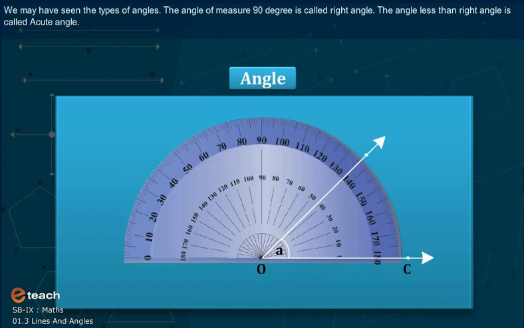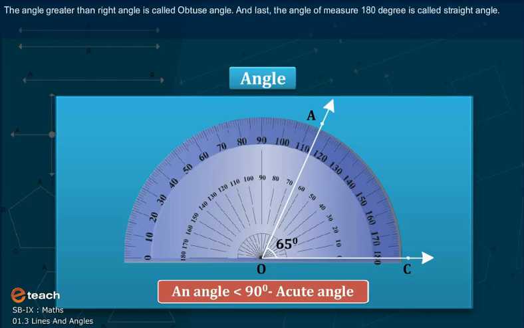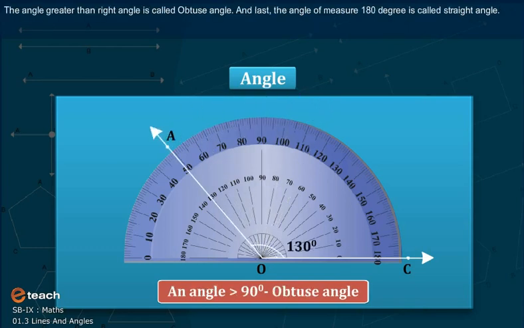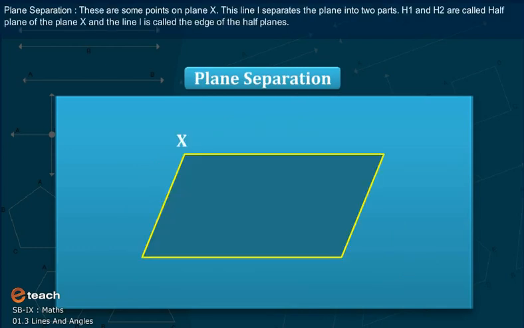We may have seen the types of angles. The angle of measure 90 degrees is called a right angle. The angle less than a right angle is called an acute angle. The angle greater than a right angle is called an obtuse angle. At last, the angle of measure 180 degrees is called a straight angle.